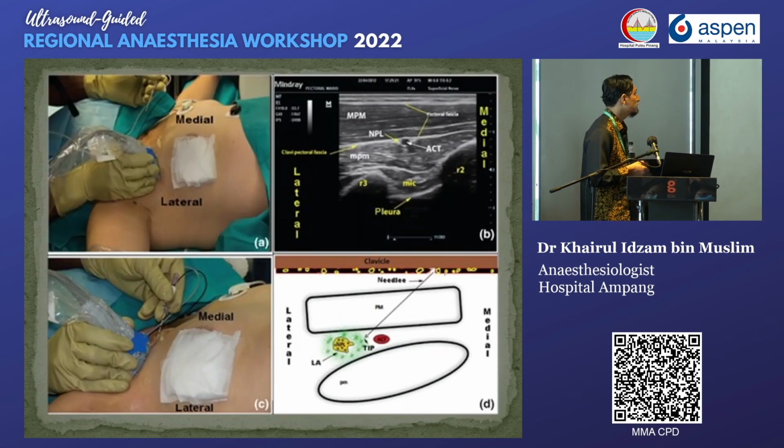So this is to show you how it is done. This is the patient's head. So it starts from the mid-clavicle level, and we slide inferolaterally. Here we can identify our PEC major and PEC minor. So we need to deposit our LA between these planes, but be careful of the artery.